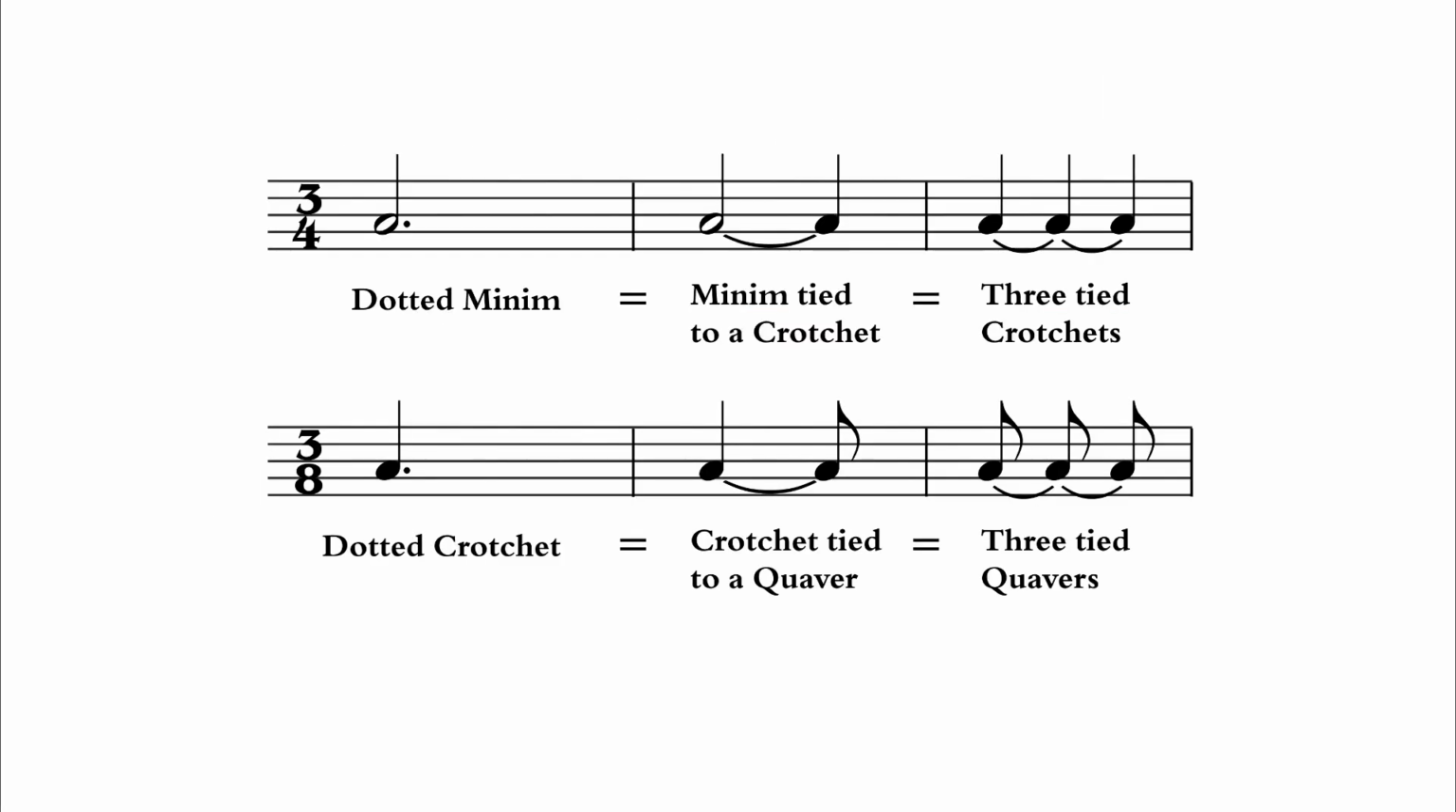A dot after a note extends its value by half, so a dotted minim is worth a minim and a half, which is the same as a minim plus a crotchet. A dotted crotchet is held on for the value of a crotchet plus a quaver.